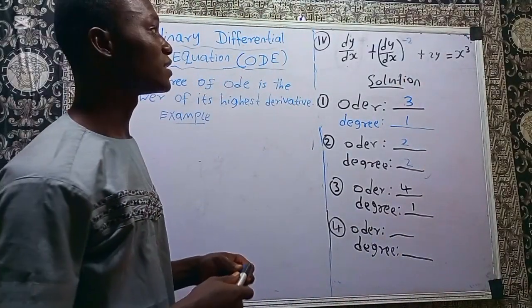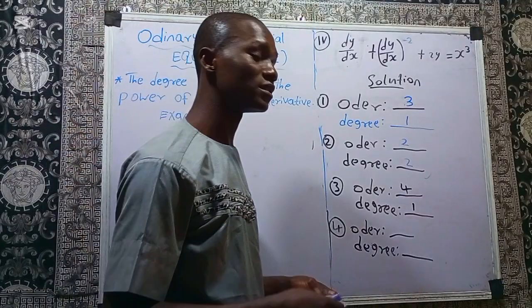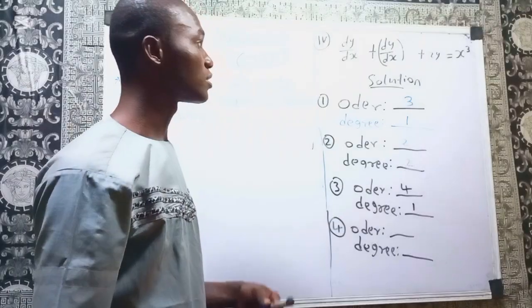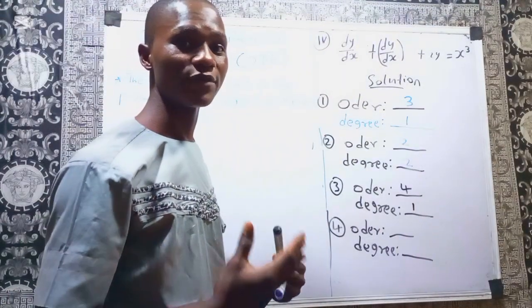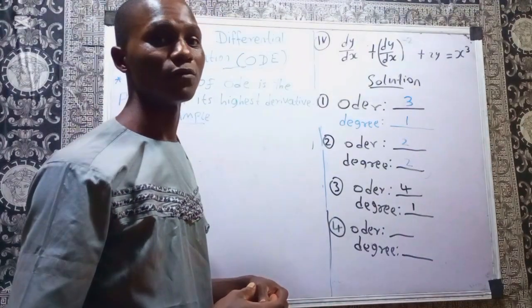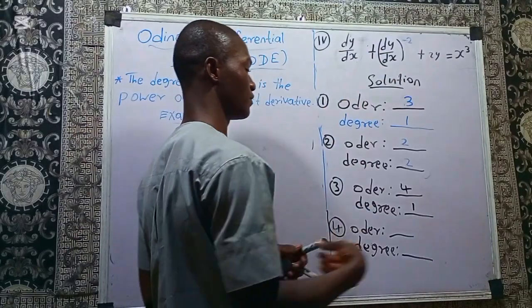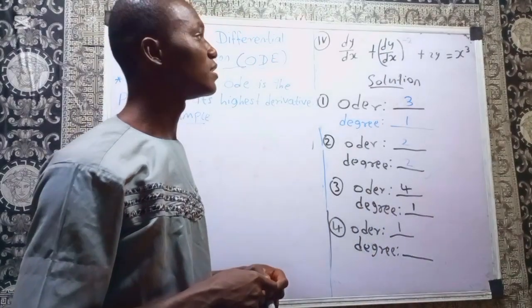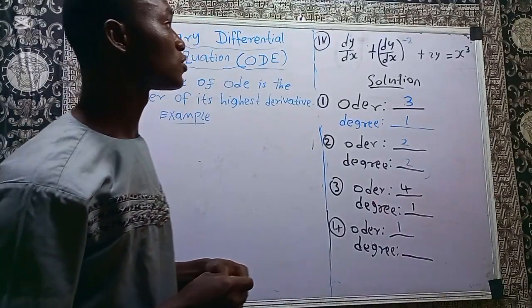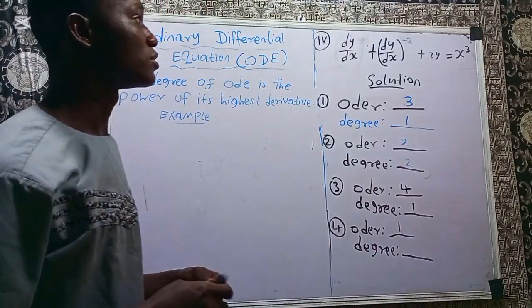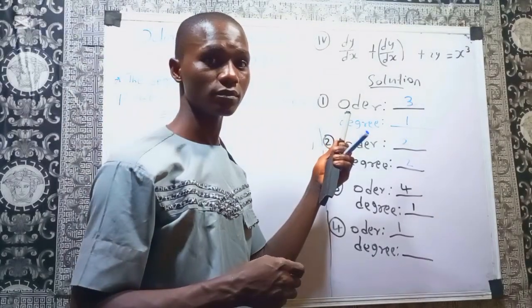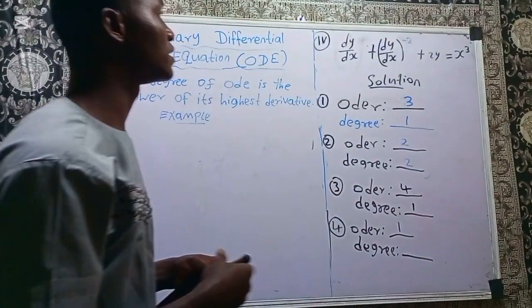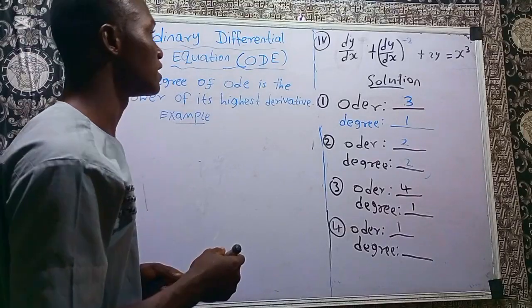So we want to find the order and the degree. We know that the order is 1, because the only derivative of y we have is the first derivative. So the order is 1. Now to determine the degree, what is the highest power? For us to get the highest power, we are going to simplify this.